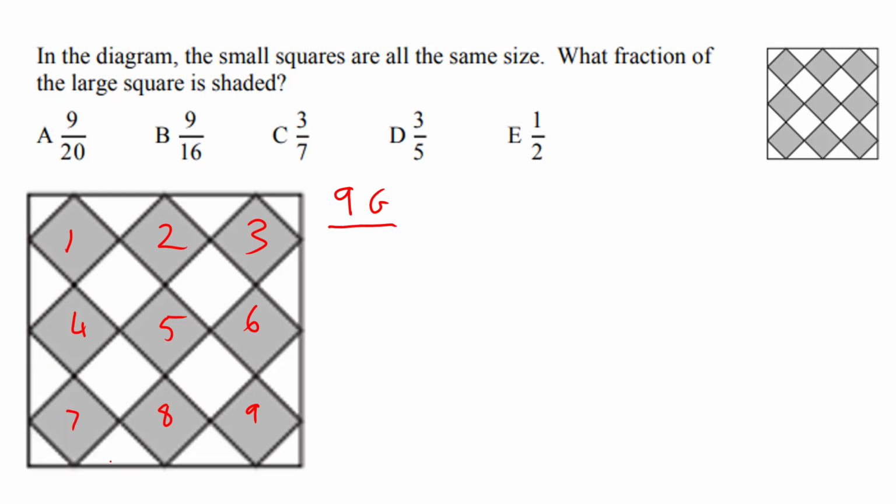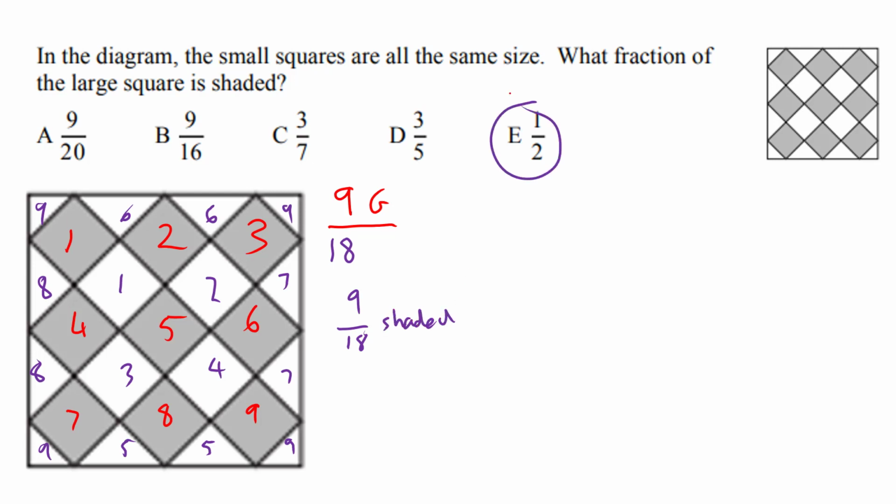So if I just change colour, we can see we have 1, 2, 3, 4 white ones, and then these two together make another one, these two together make another one, these two together make another one, these two together make another one, and then the four corners make another one. So if we have 9 green and 9 purple, that means altogether we have 18 total little squares, and so we have 9 out of 18 shaded, which is a half. So the answer is going to be a half.